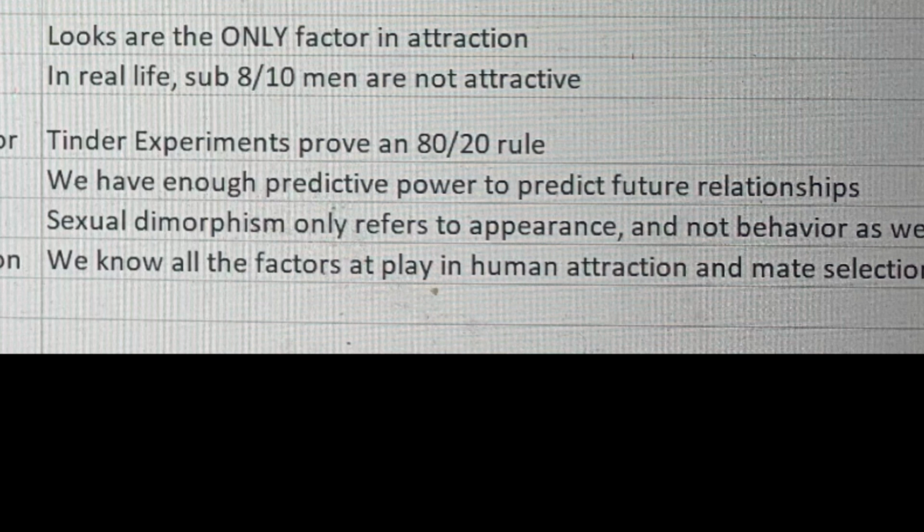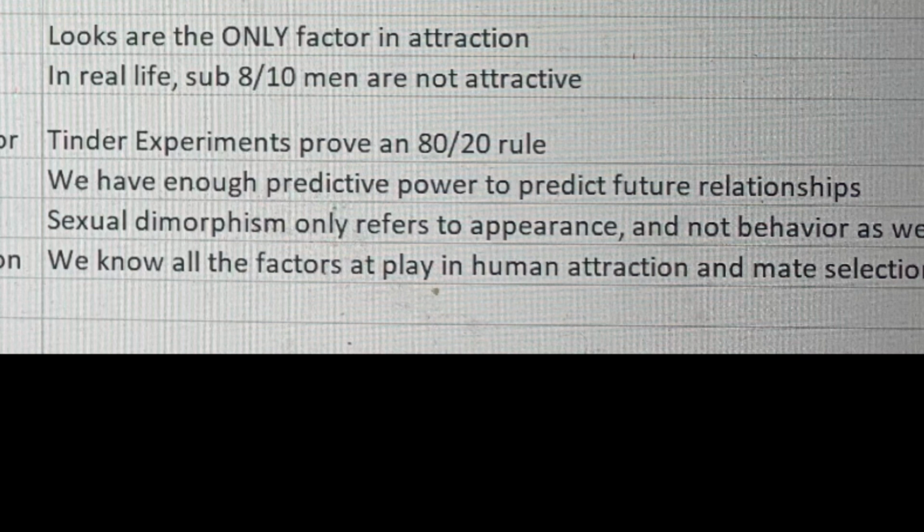And I think if you're being honest with yourself, we have a lot more work to do before we come anywhere close to being able to predict anything like that.